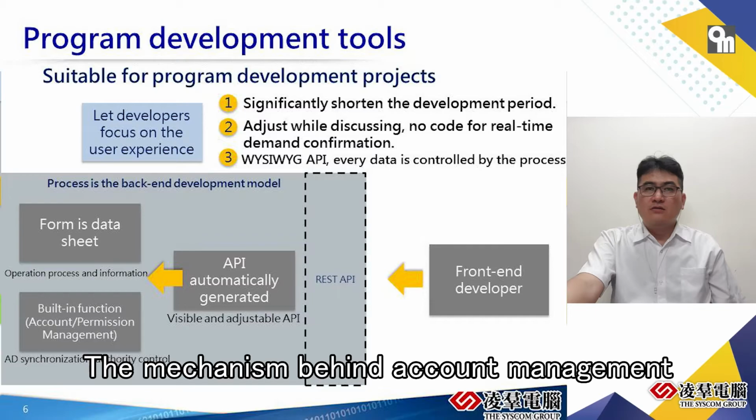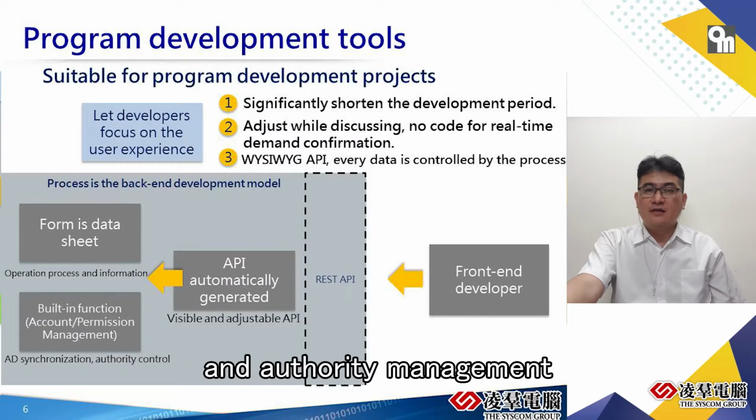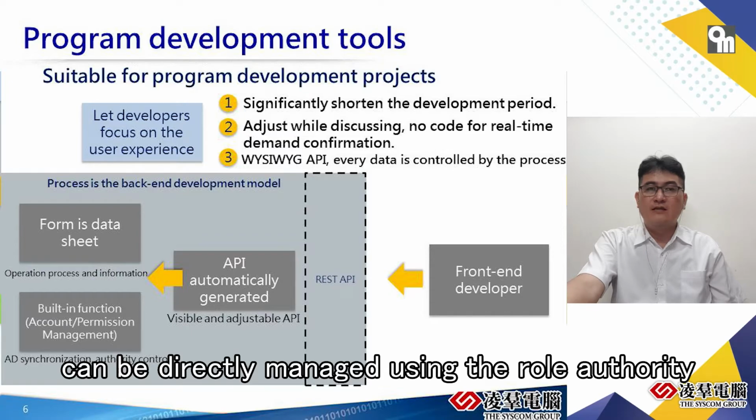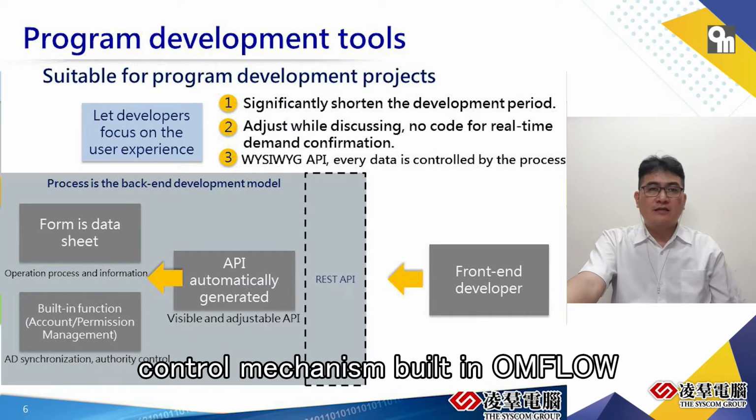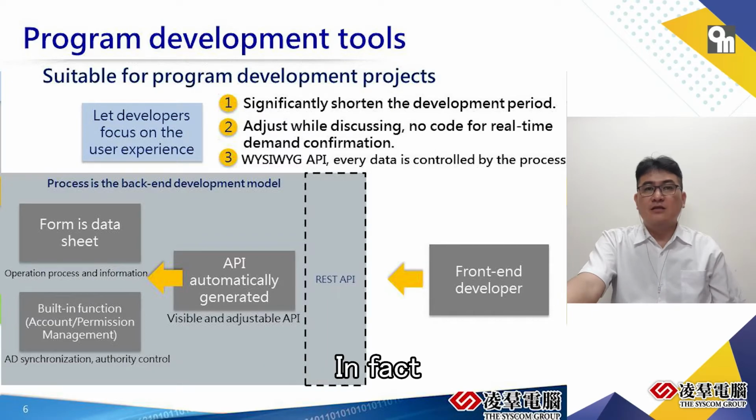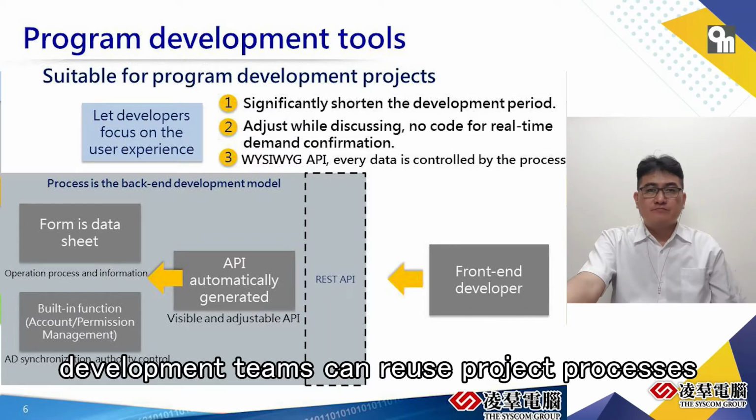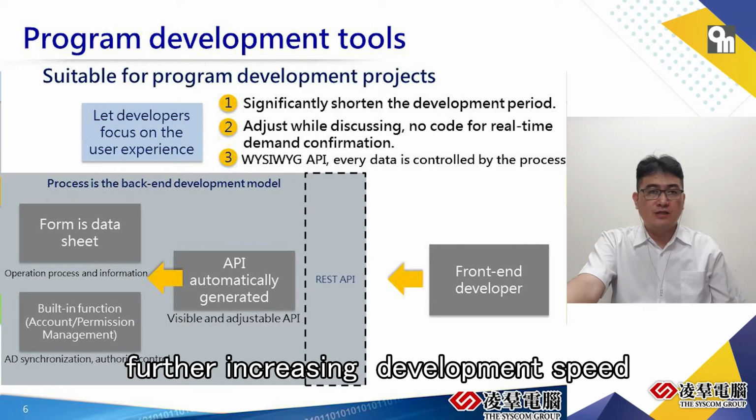The mechanism behind account management and authority management can be directly managed using the role authority control mechanism built into OMFLOW. In fact, development teams can reuse project processes, further increasing development speed.